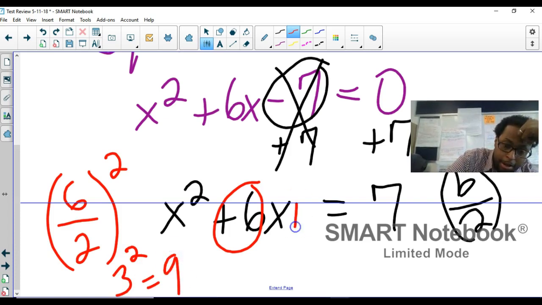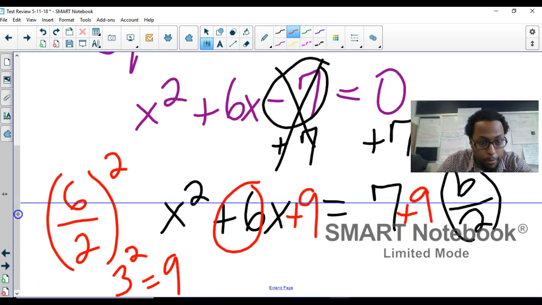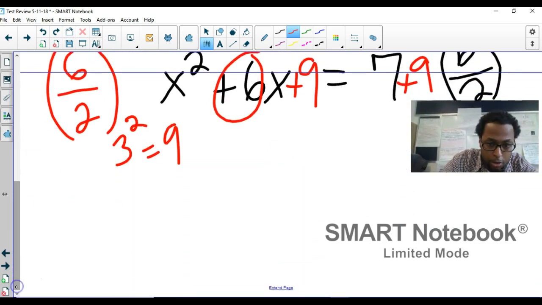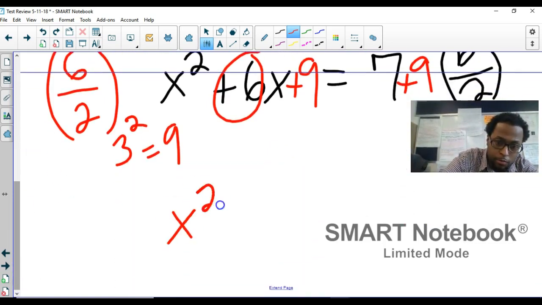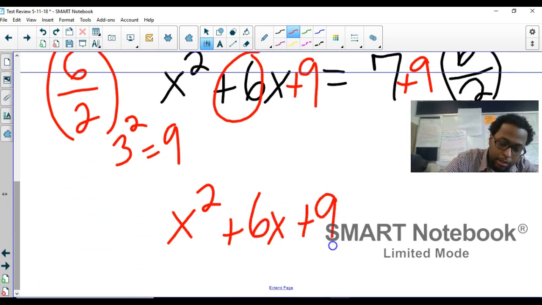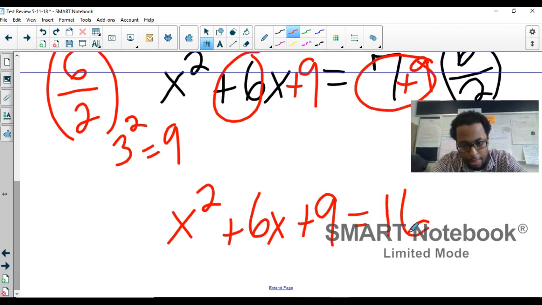So now I'm going to put my 9 here. And remember, whatever I do to one side, I have to do to the other side. Okay? So my new equation right now is going to be x squared plus 6x plus 9 equals, and I'm going to add my 7 and 9, I'm going to get 16. Okay? Now, I have to factor this.